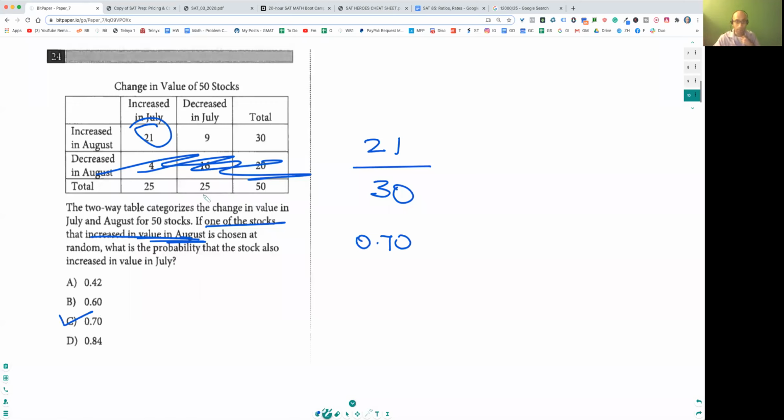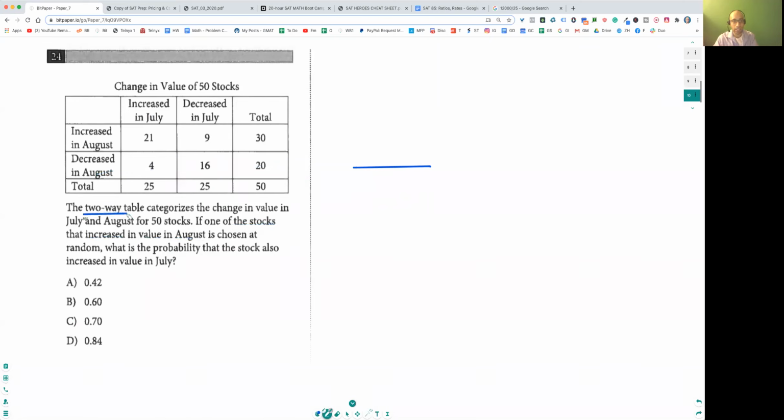Again, we've done all of these problems. Remember, the main idea is that whenever you have these things called two-way tables, you need a denominator and a numerator. The numerator is super easy. The denominator is always a problem. Remember, this is the number of favorable cases over the total cases. Anytime you see an "if" or something like that, that's going to be your denominator. "If one of the stocks increased in value in August" is the biggest hint here. That's the total value, and then you've got 21 right over here. That's why you're going to get this as the correct answer.